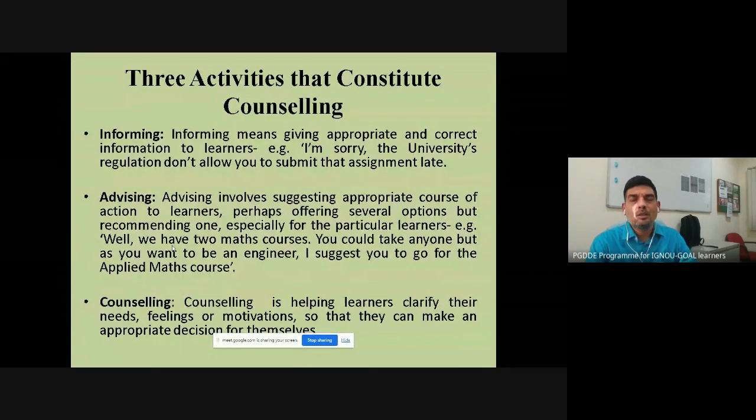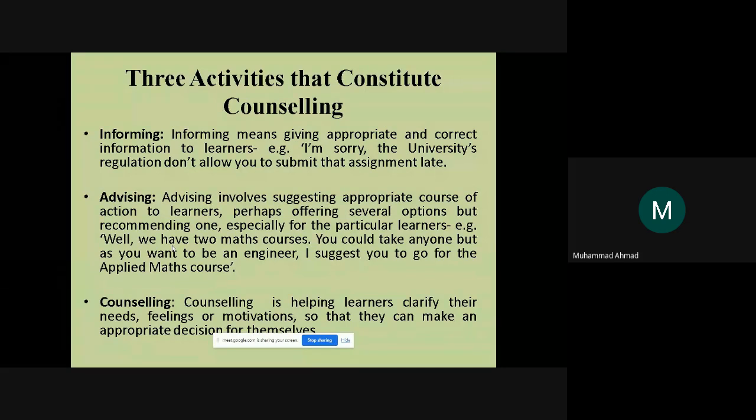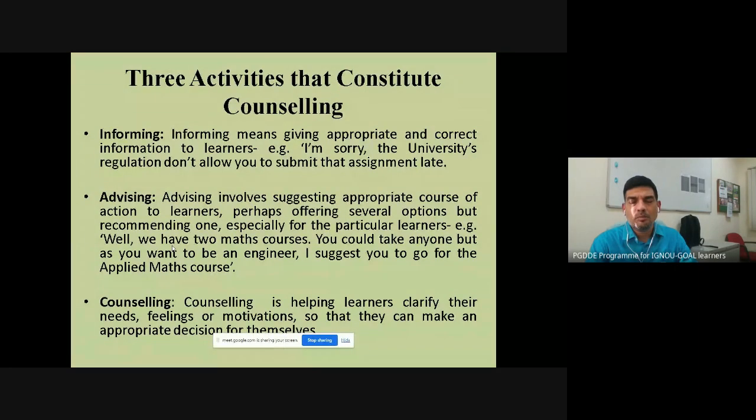These are the kind of suggestions that we are referring to in counseling services. Then about counseling, as I have already talked about, counseling is a mix of all these three activities: informing, advising, and counseling. And this is ultimately related to making certain decisions. It is to clarify needs, sustain their motivation towards learning, solve their problems and take certain decisions. These are the three things that generally constitute counseling.